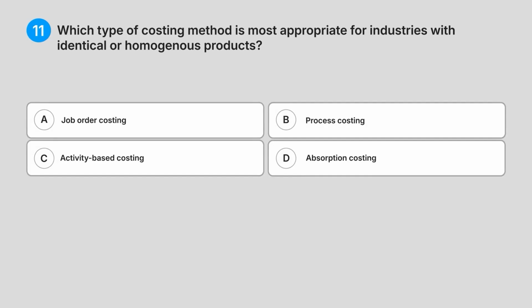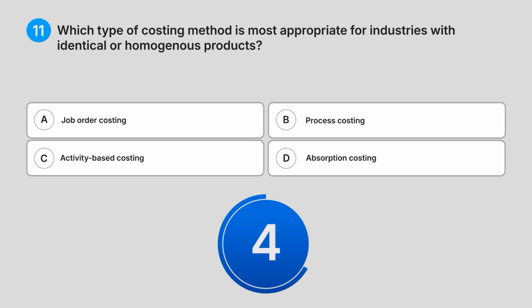11. Which type of costing method is most appropriate for industries with identical or homogeneous products? A. Job order costing. B. Process costing. C. Activity-based costing. D. Absorption costing. What do you think is the answer?